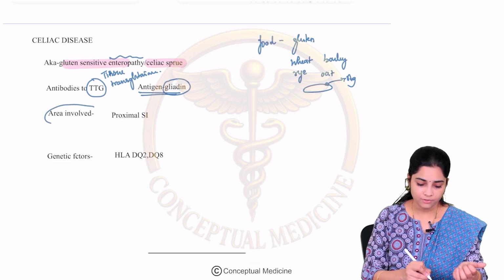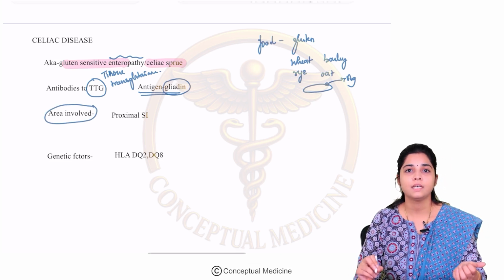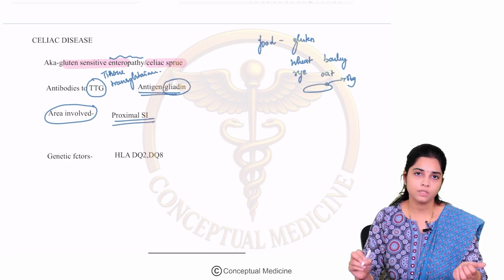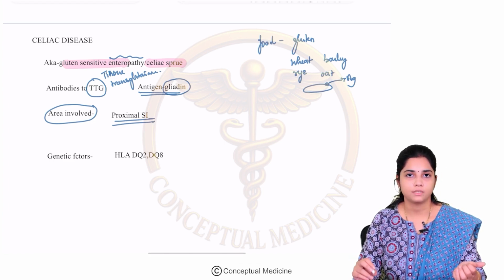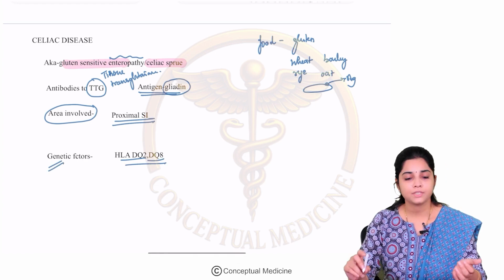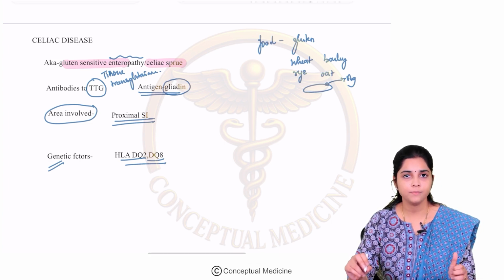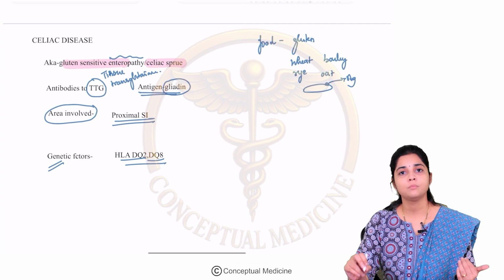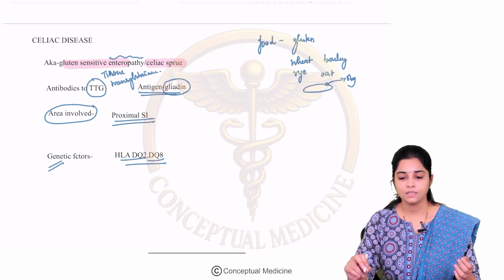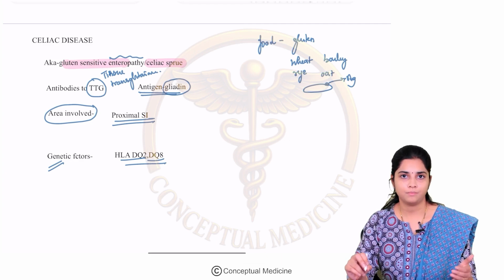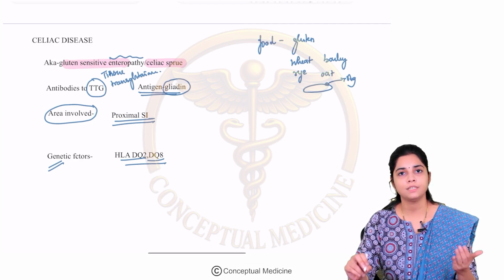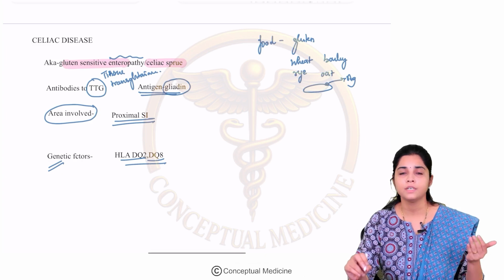The area most commonly involved is your proximal small intestine. Genetic factors: HLA-DQ2 and DQ8 are some of the HLAs associated with celiac disease. So, what is celiac disease in essence? This is basically an enteropathy that occurs due to autoimmunity against the gluten which is there in your various food products. Every time they have these food products, patients who are gluten sensitive can develop this enteropathy called celiac disease.